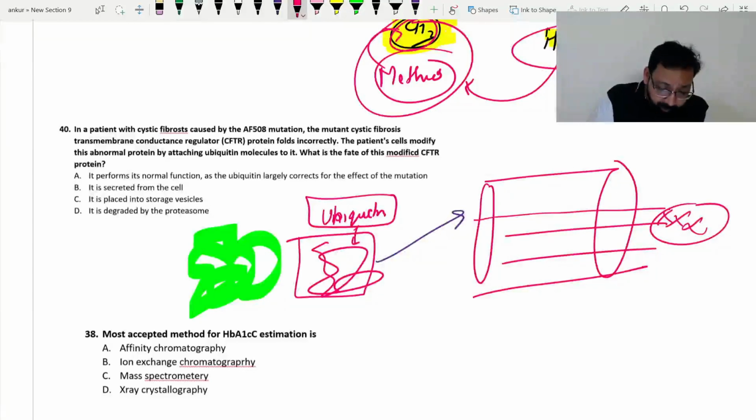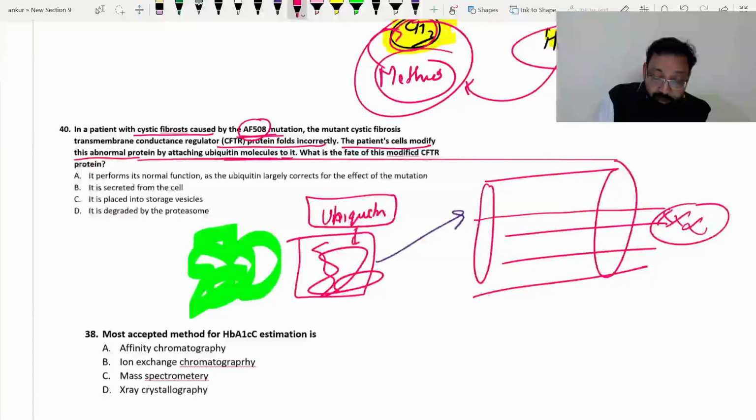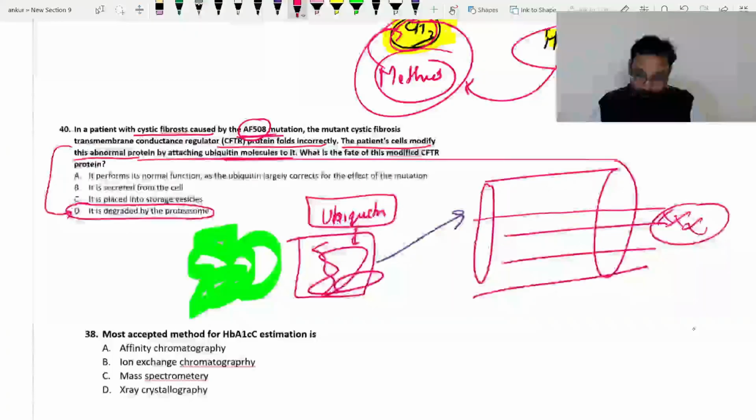Now this question: cystic fibrosis, there is a phenylalanine mutation. This was a recently asked question. CFTR protein folds incorrectly. The patient's cell modifies this abnormal protein by attaching ubiquitin molecule. What does it mean? If ubiquitin is attached, it means the cell could not repair it. If it is unable to repair, it attaches ubiquitin. Now it is degraded with the help of proteasome. The answer is it will be degraded by proteasome.